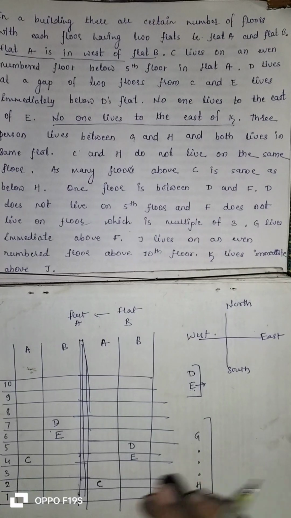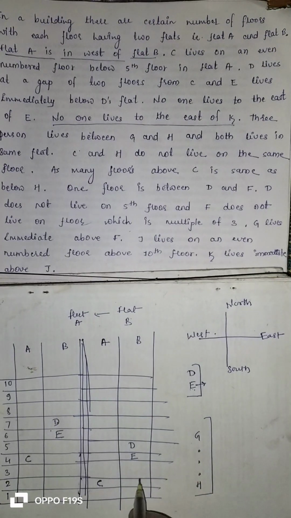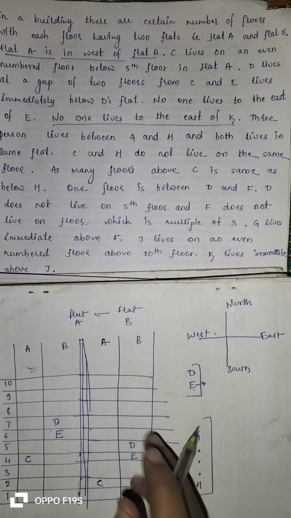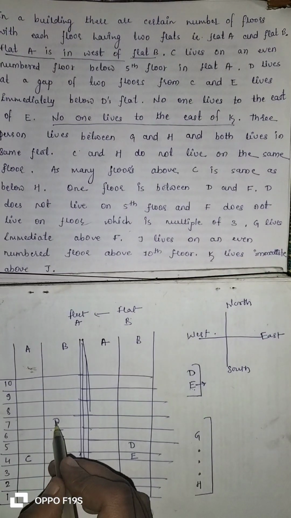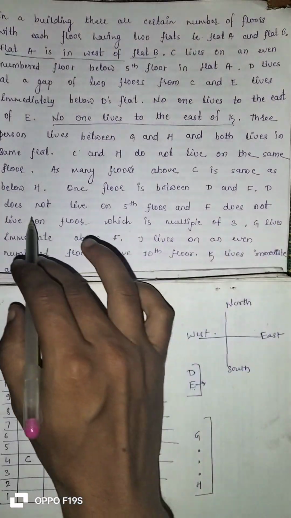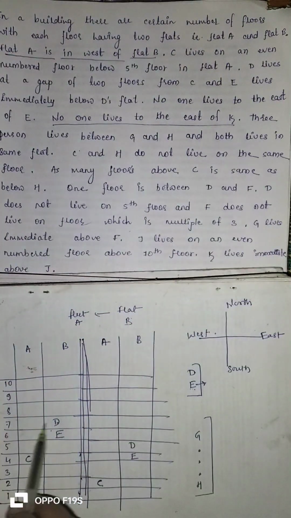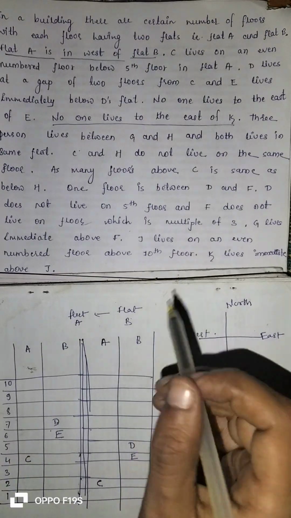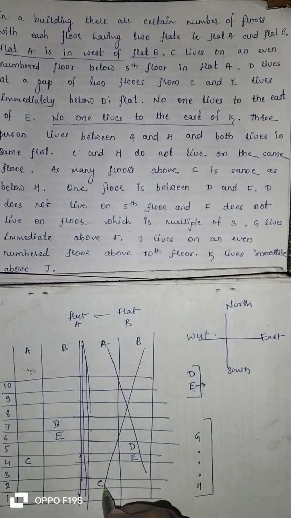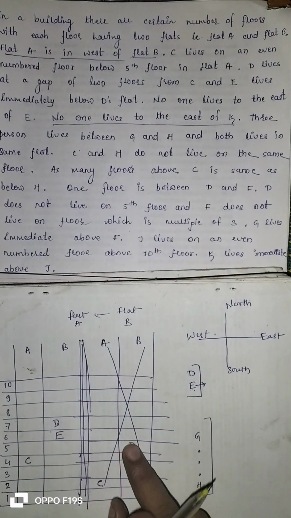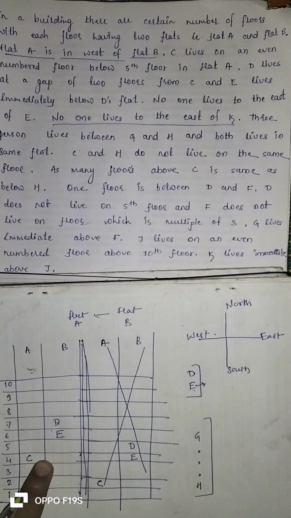C and H do not live on the same floor. H will not come here, and this is not a place for H in this arrangement also. One floor is between D and F, and D does not live on the fifth floor. Yeah, it is true here, D is living on the seventh floor. But in this arrangement, D is living on the fifth floor, but they are saying D is not living on the fifth floor. That means the above condition is not satisfied here. So we are left with this arrangement now.